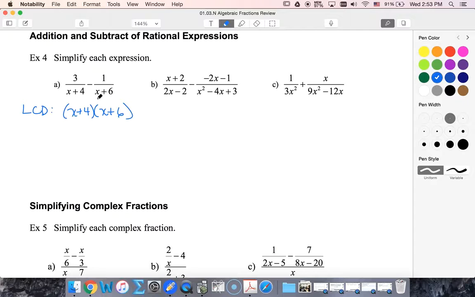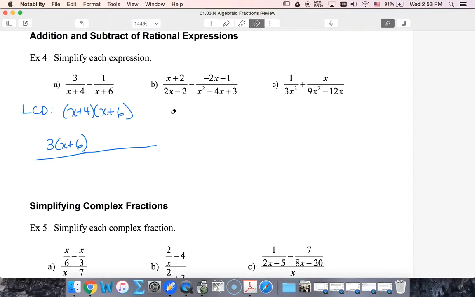I don't want to multiply this out. I want to leave it in factored form because it helps me determine my undefined areas. So to make this side have my common denominator, I'm going to multiply top and bottom by x plus 6. Since it's my common denominator, I'm going to put it all into one fraction. Let's again try and make a smoother line.